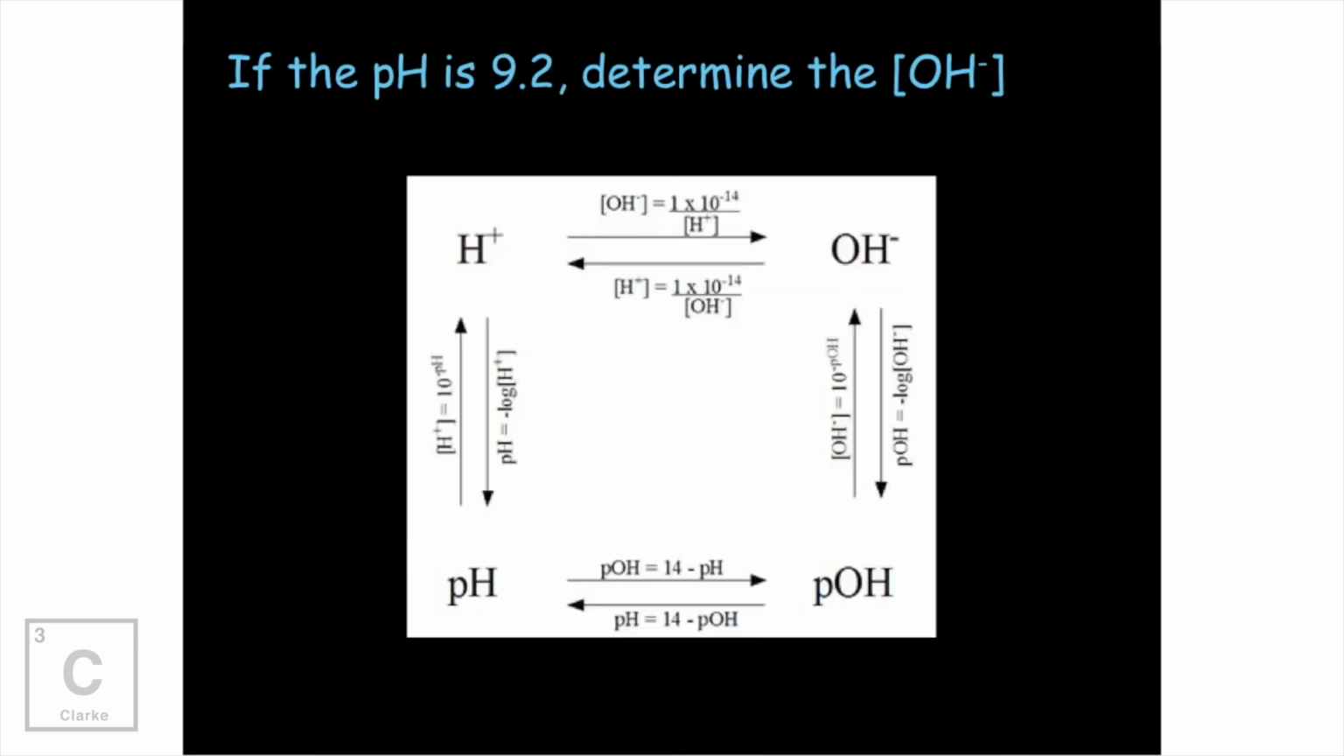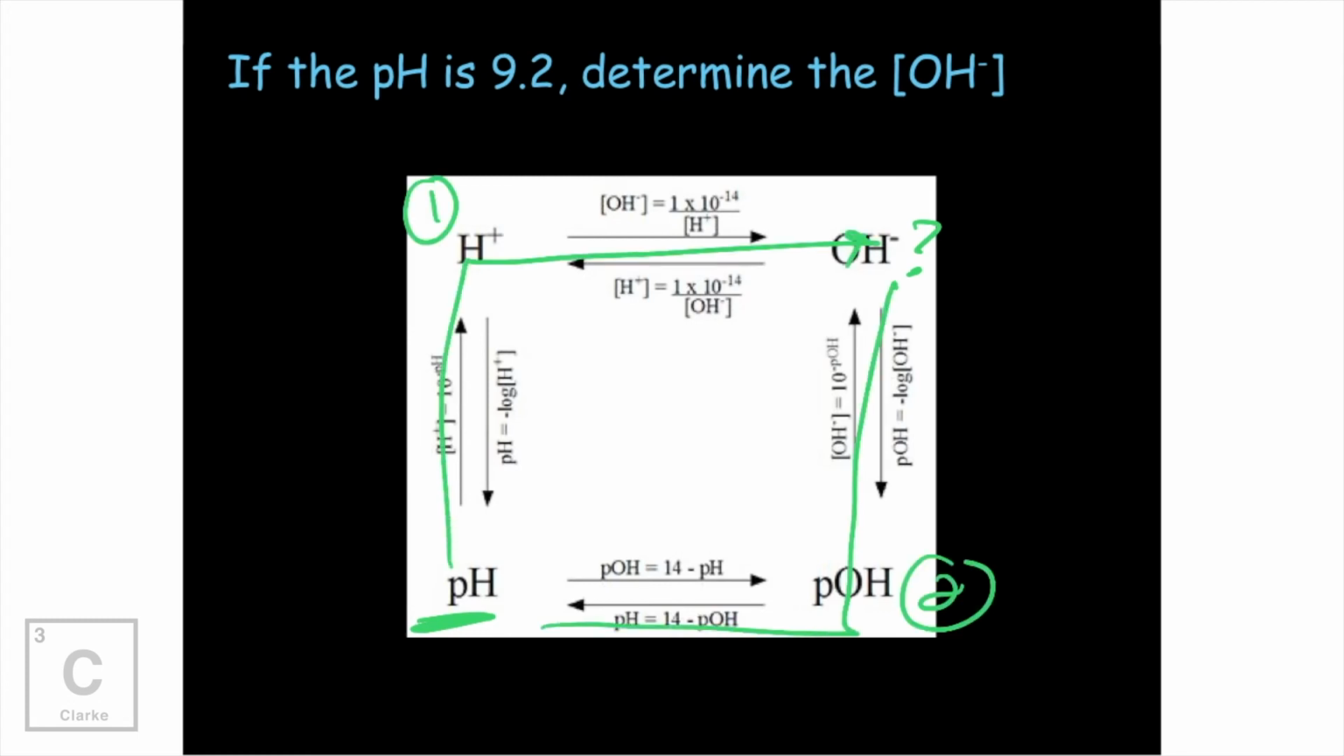If the pH is 9.2, determine the OH. We are given the pH, but we want to know about the OH. Now there's 2 routes we could take. We could take route number 1, or we could take route number 2. And the reason why we've got to take such routes is because we're given pH, but we're asked about OH. Remember, pH goes with concentration of H, OH concentration goes with pOH. So we have to figure that out first.